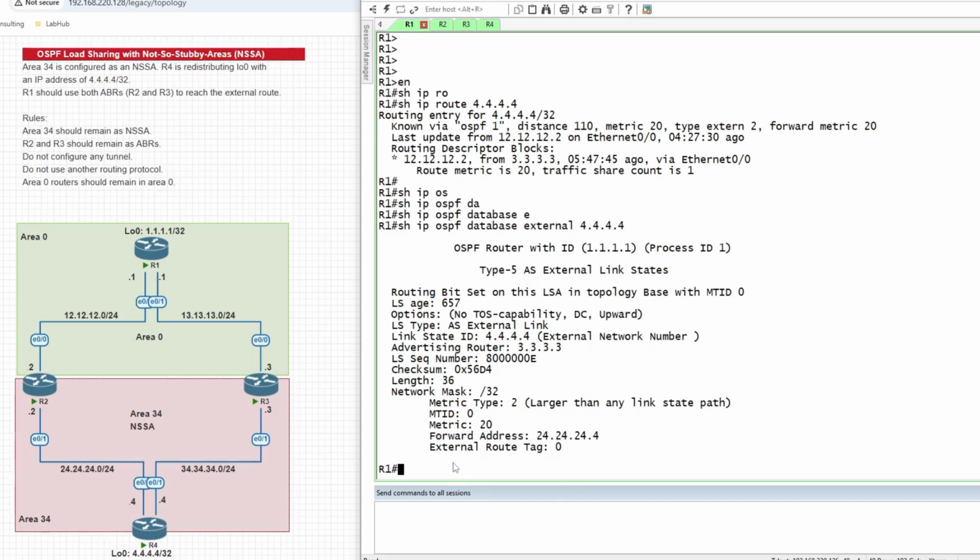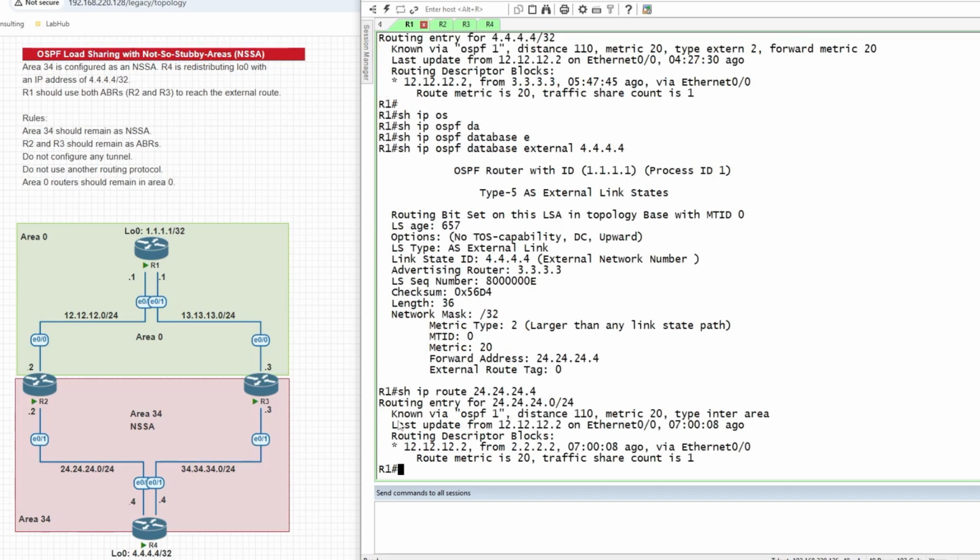So R1 is saying that, look, in my OSPF database, I have learned of this through R3, but if I want to actually forward traffic to this prefix, I need to go through 24.24.24.4. That's my forwarding address. But how do I get there? So if you look at show ip route for 24.24.24.4, it recurses to 12.12.12.2. That explains our second why.